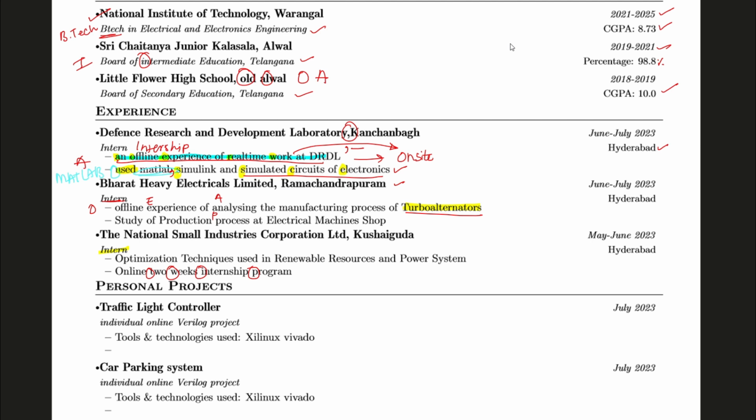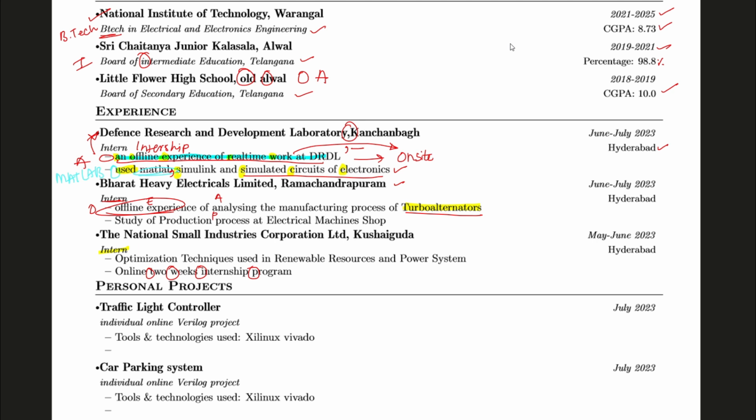Okay. You could directly write, I used MATLAB and Simulink and simulated electronic circuits. Next point could be on-site. That's enough, right? You could tell more about the project itself. You are simply wasting one point explaining that same point which I explained here in the first statement. Again, here the offline experience. Just write on-site, that should be sufficient.